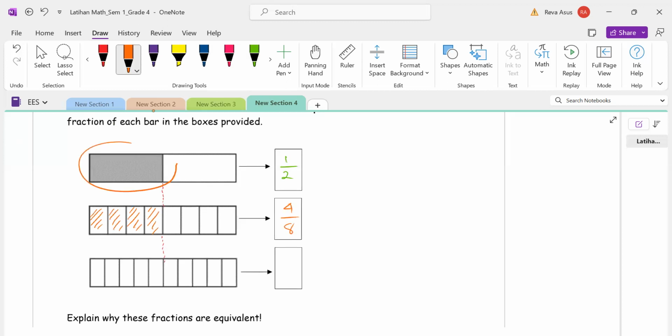Look, when one bar, let's say this one bar, is divided into, oh, sorry.